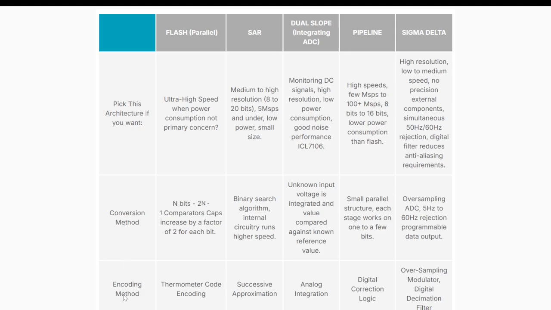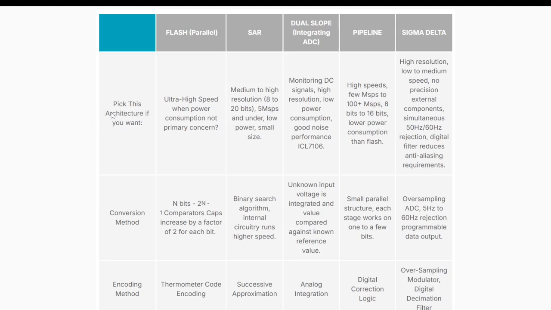So this encoding method is important because we have relevant circuits which we will discuss. So thermometer code encoding for flash, successive approximation for SAR, and oversampling is the technique used for sigma delta ADCs. So oversampling, modulator, and digital decimation filter is the encoding technique or method used for these respective ADCs.